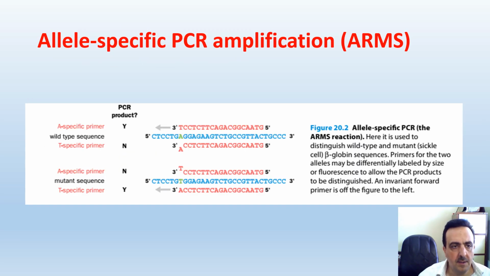The other technique that is used for diagnosing genetic disorders is allele-specific PCR amplification, or ARMS. Actually, this technique uses only PCR primers. For example, we use one forward primer and two reverse primers, and the difference between the two reverse primers is just one nucleotide regarding the mutation that we are looking for.